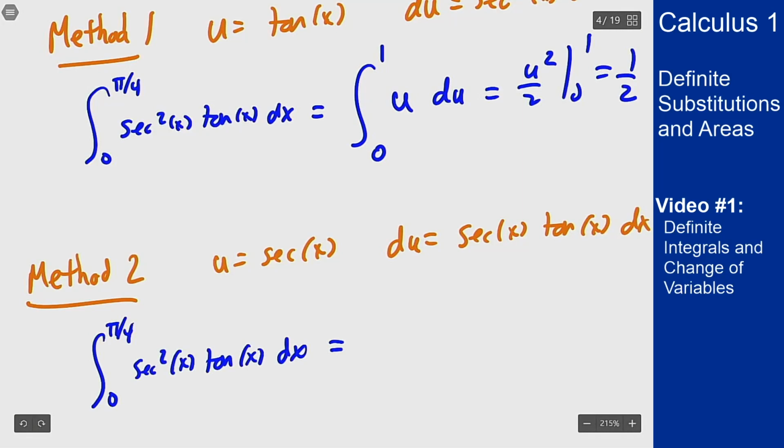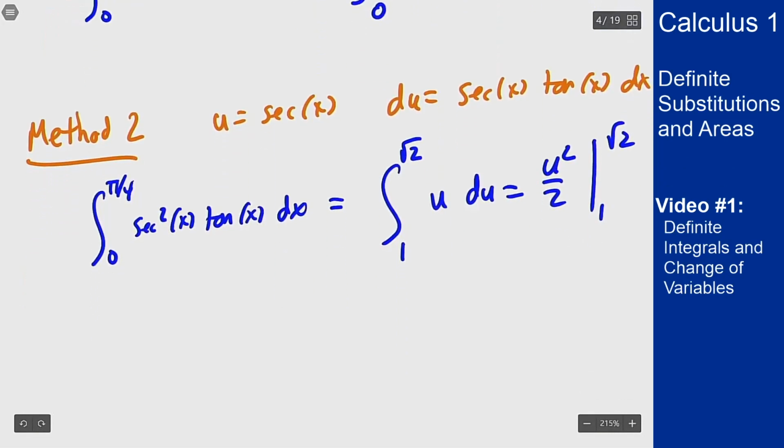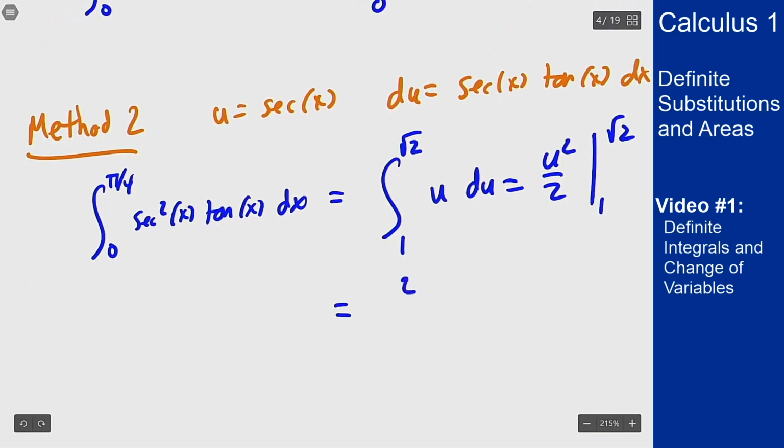becomes what? Well, it becomes integral of u du again, but what are my bounds? Well, secant of 0 is 1 over cosine of 0 is 1, and secant of pi over 4 is 1 over root 2 over 2, which is root 2. So I then get u squared over 2 from 1 to root 2, which comes out to be 2 over 2 minus 1 over 2, or also 1/2.